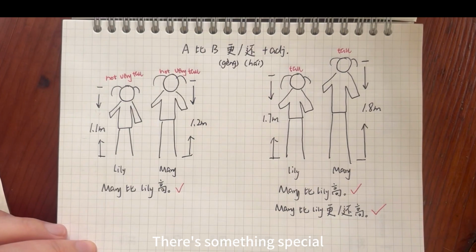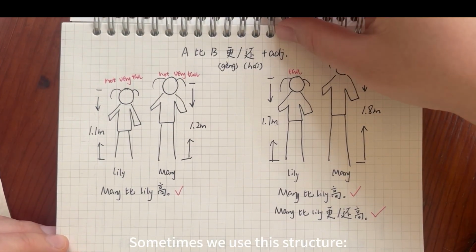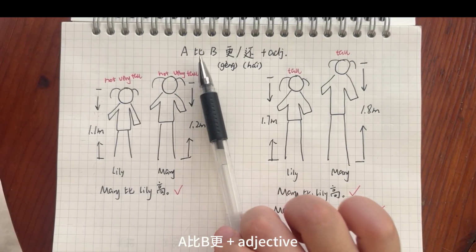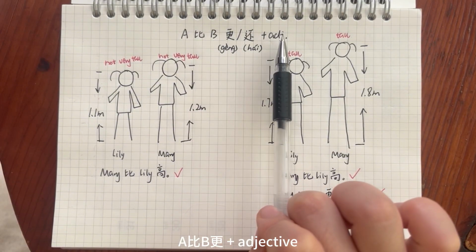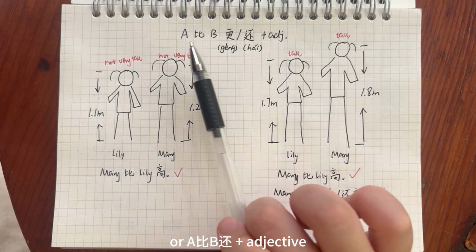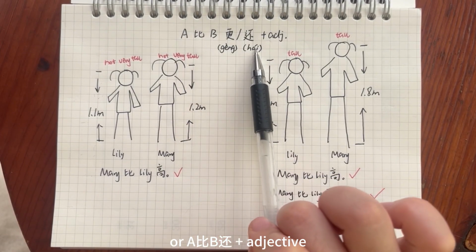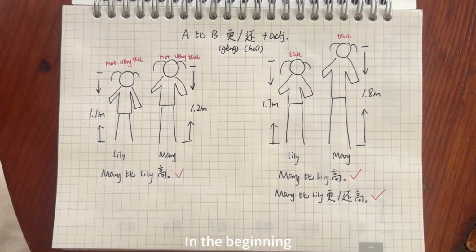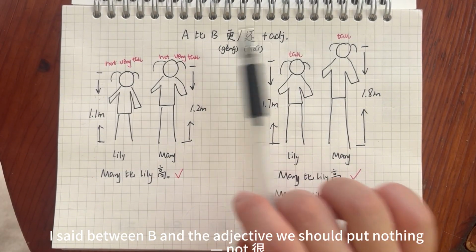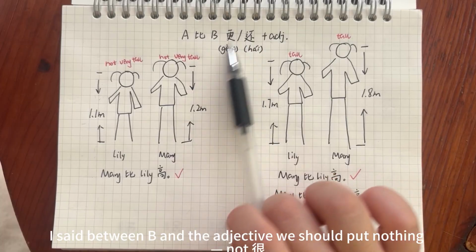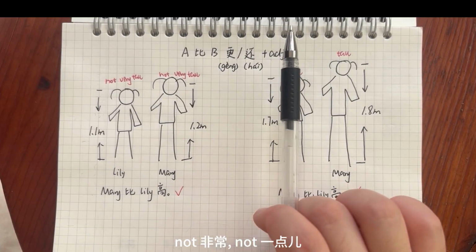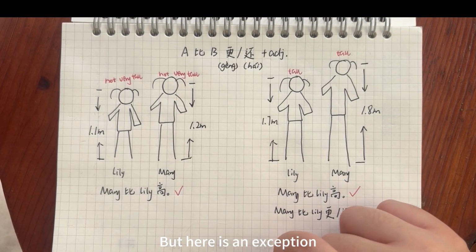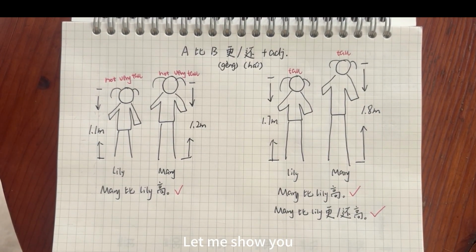There's special things. So sometimes we would use this structure. A 比 B 更 adjective, or A 比 B 还 adjective. So if you still remember, in very beginning I said between 比 and adjective, there we should put nothing. Not 很, not 非常, not 一点. So here is the exception. What does that mean? I will show you.